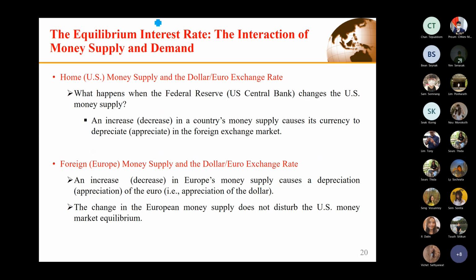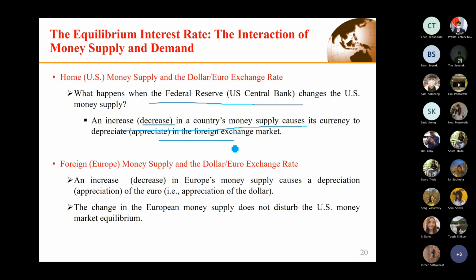So here I have the conclusion. When the central bank in the US changes the money supply, we can have this conclusion. An increase in the money supply of a country would cause the currency to depreciate. A decrease in money supply would cause the home currency to appreciate. So that's what we can learn.